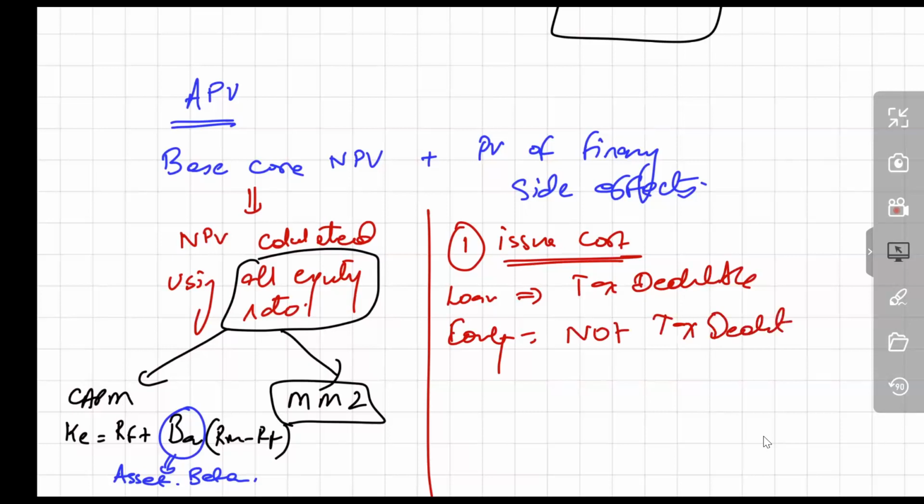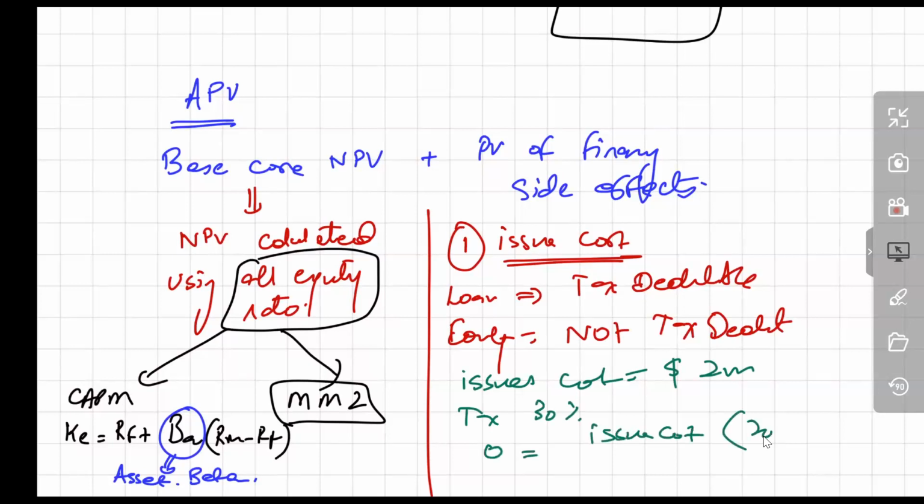So let's say that you had an issue cost of $2 million and the tax rate is 30%. At time period zero, the issue cost of $2 million is an outflow. And tax savings at 30% is 0.6. Net 1.4 is the net amount that you would do. That's one thing, right?